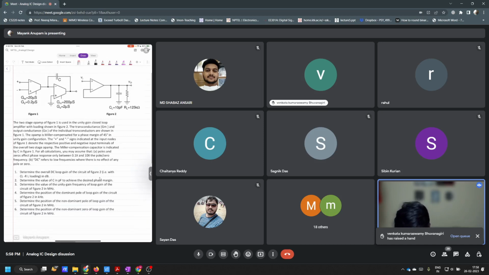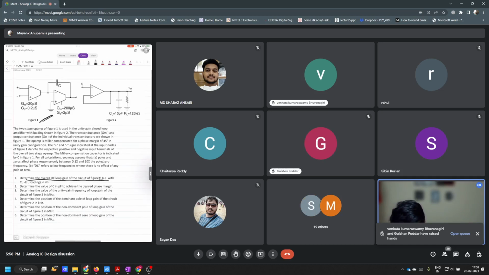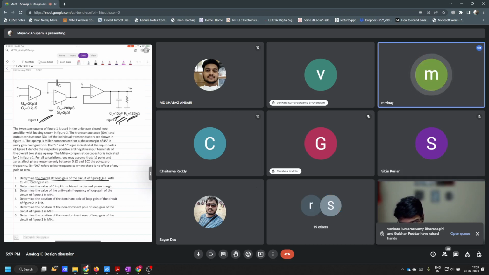In this question they clearly mention: determine the overall DC loop gain of the circuit of figure 2. They didn't say figure 1, they said figure 2. If they do that, then you have to consider RL and CL also. If they do not, then you can ignore that. Is that clear?